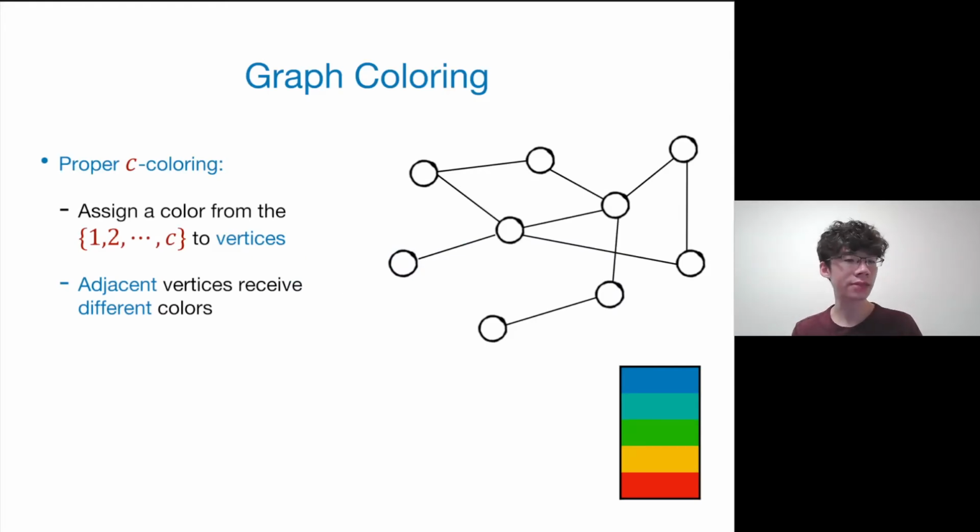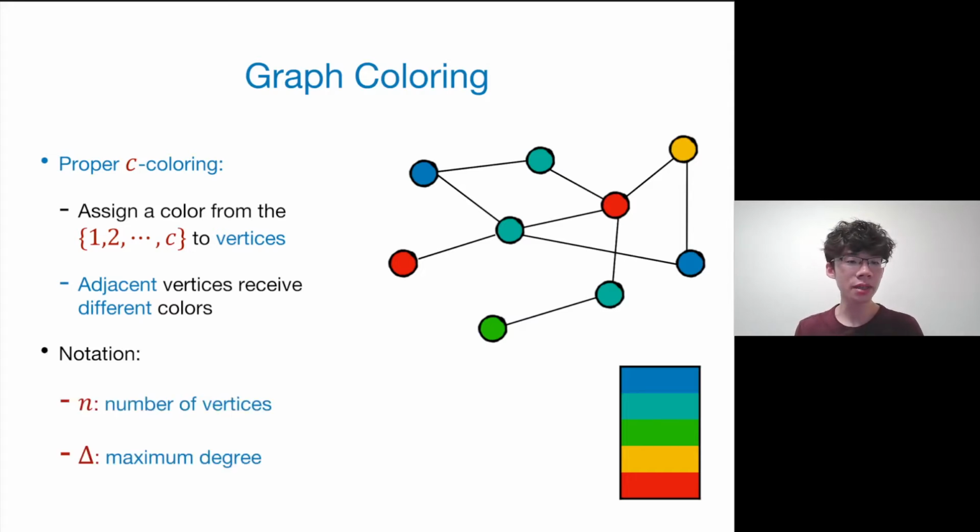The problem we're working on is going to be graph coloring. So we're coloring the vertices of a graph. We're assigning colors 1 through C so that adjacent vertices get different colors. And so here's an example of a graph coloring. For some notation, n is the number of vertices, and we're going to have delta be the maximum degree of the graph.